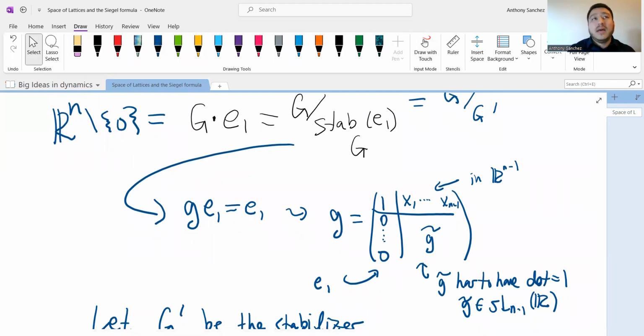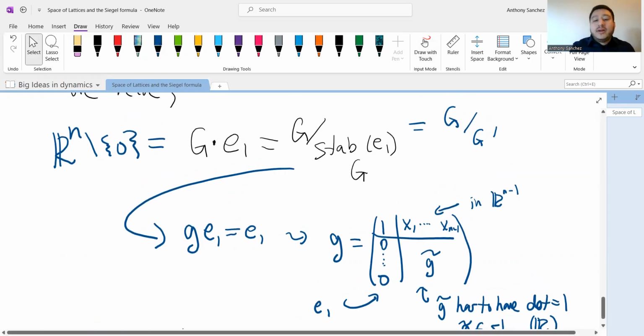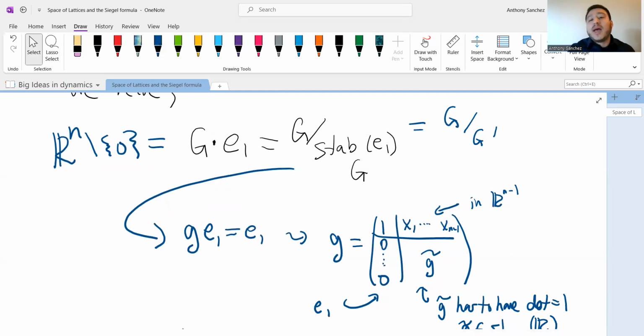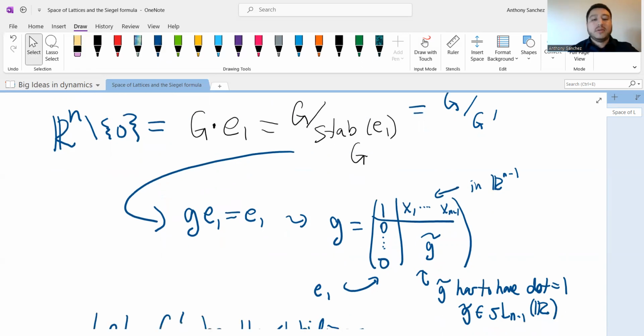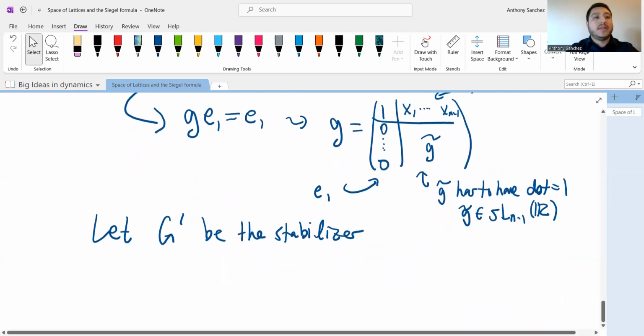group SL_{n-1}(R) semi-direct R^{n-1}. I'll write this in a moment, don't worry. But this quotient right here, unmotivated right now, is nothing more than a fancy way of rewriting R^n, at least off 0. Okay, so now let me go ahead and do as I promised and write this.